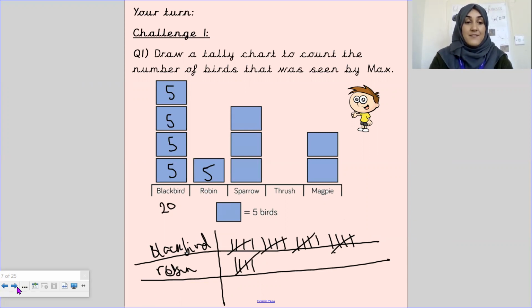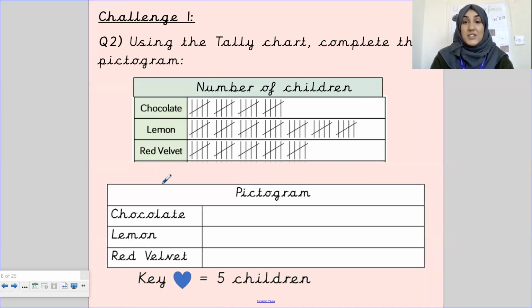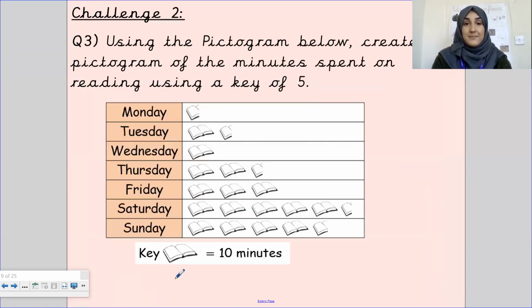Okay, fabulous. Your second question, challenge 1 children, is use a tally chart to complete the pictogram. So you need to look at the tally chart, count in your 5s, and then complete the pictogram using the key of hearts. You can change this symbol if you like.